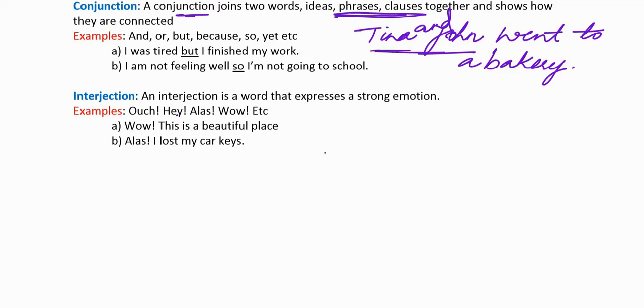Okay, I can join two words or I can join two sentences, like it's mentioned here in the example. Look here, I was tired is one sentence, I finished my homework is another sentence. So these two sentences can be combined together with the help of but. In the second example, I am not feeling well is the reason. I am not going to school is the result. How will you combine these? With the help of the conjunction so. I am not feeling well, so I am not going to school. A conjunction combines a reason and a result. Alright.